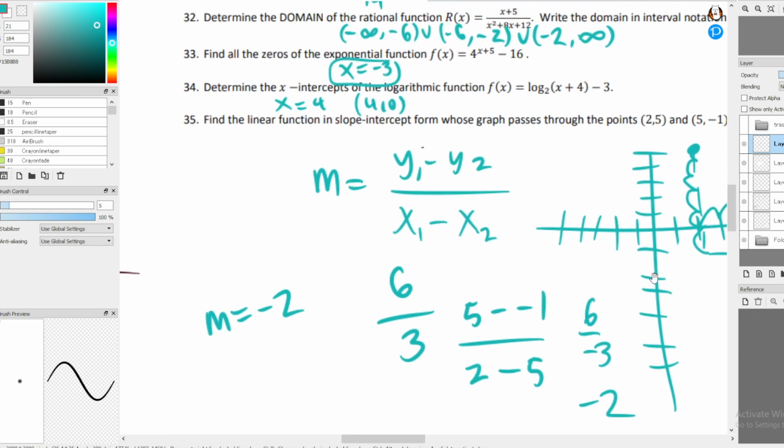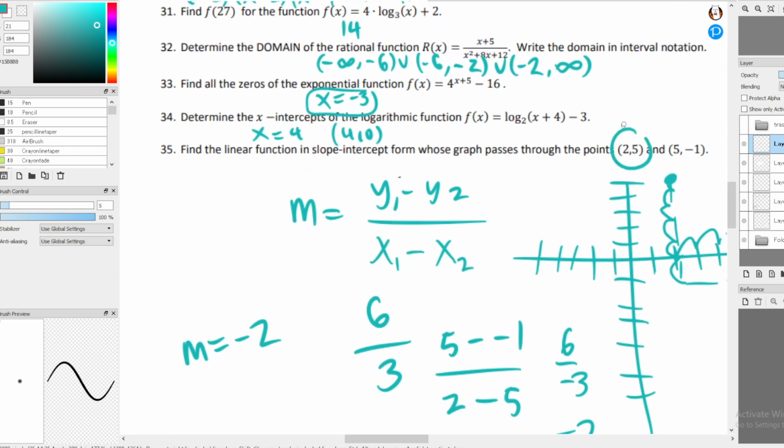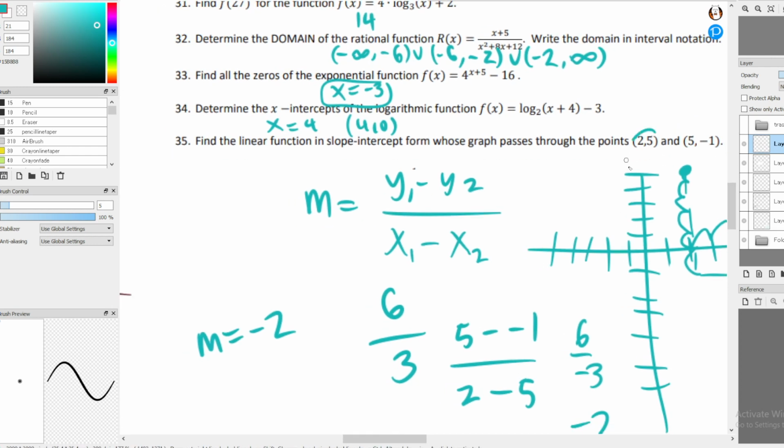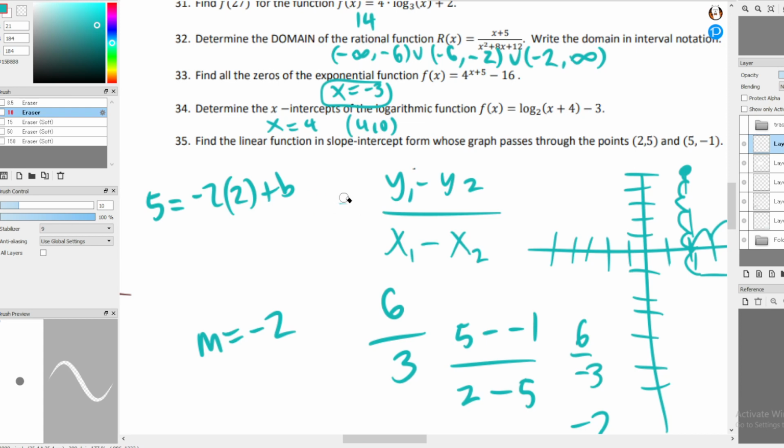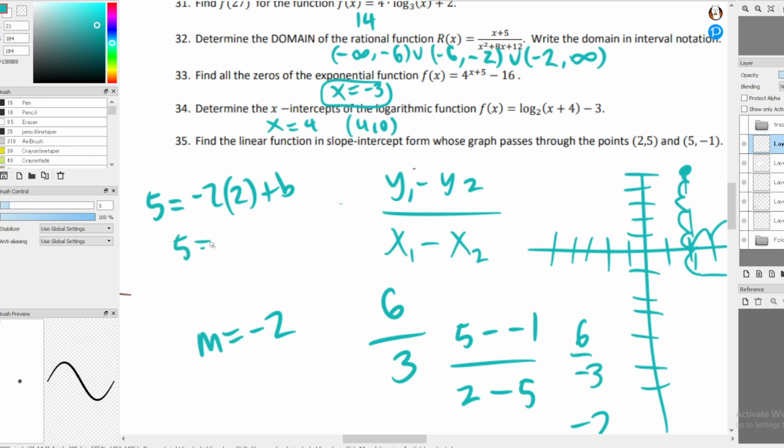That's great for us. We have our m, but we still need our b. So we're going to take our x and our y, because we're given 2 x's and 2 y's, but we need to pick a pair. And we'll say 5 is equal to negative 2 times 2 plus b. This is going off of our y equals mx plus b. So we get 5 is equal to negative 4 plus b, which is going to give us 9 is equal to b, which means that our slope-intercept form would be y is equal to negative 2x plus 9. And that is the answer for 35.